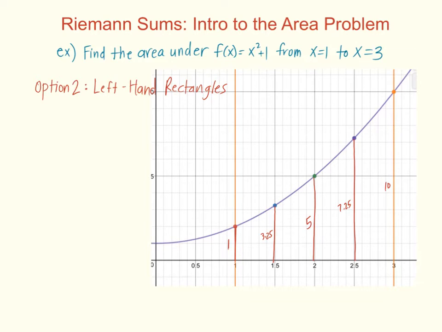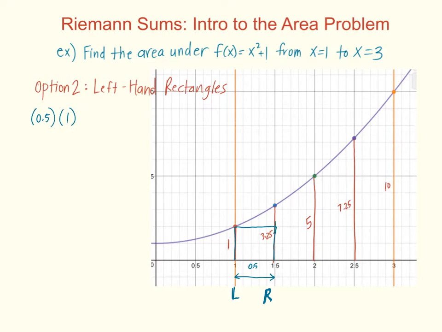Okay, so our first rectangle on a left hand is 0.5 units across the bottom. But again, this is a left-hand sum. I'm going to use the left-hand side of this interval. I'm dividing up my 1 to 3 into 4 subintervals. So this first one goes from 1 to 1.5. And on a left-hand interval, I'm going to go up at 1, straight across, and down. So this rectangle is 0.5 by 1.